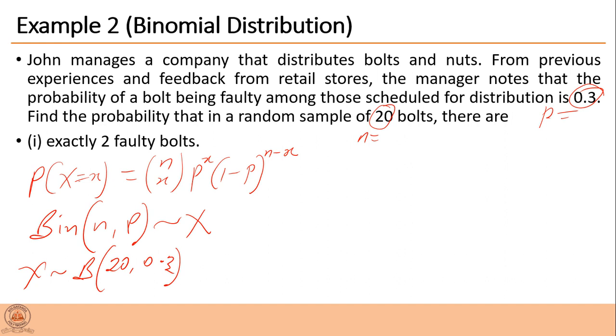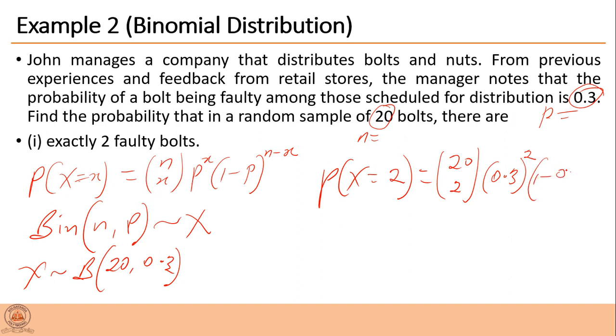So coming back to our question about getting exactly 2 faulty bolts, let's see how we can handle that. The probability of x, so exactly 2, will be equal to n choose x, which is 20 choose 2, times the probability of a success, 0.3, raised to the power 2, times 1 minus the probability of a success, which is the probability of a failure, raised to 20 minus 2. So how do we get 20 choose 2?